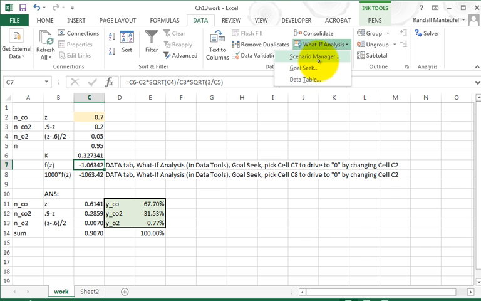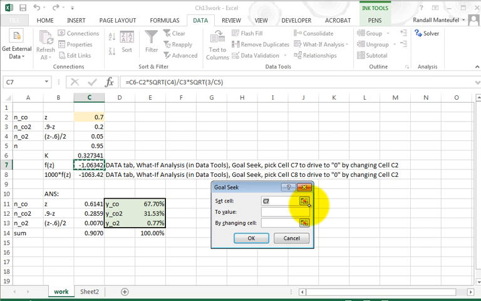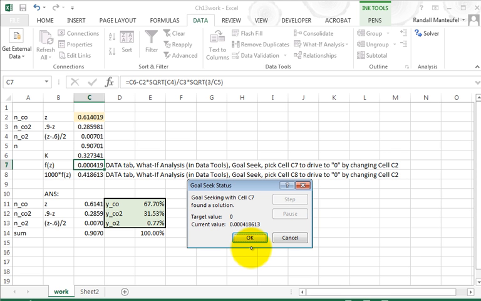And the idea behind Goal Seek is I have something and I want to drive it to another value. So in terms of Goal Seek, it says, okay, what is your set cell? So cell C7, I want to set it to a value of 0. I want to drive that value to 0 by changing what cell, I'll iterate on that cell. So if I change cell C2, it changes it. And so you hit OK, and it works it.